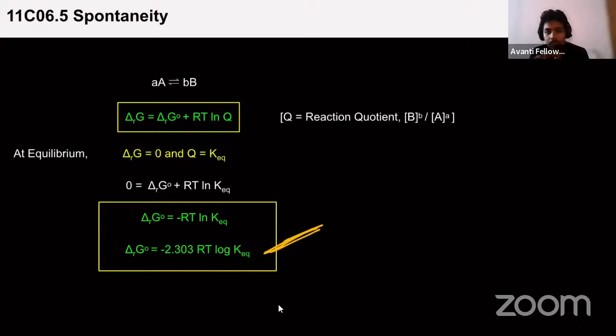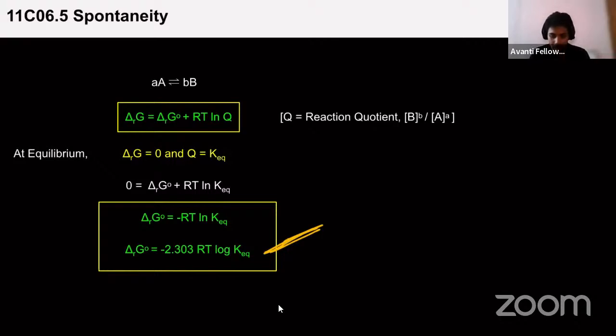The only thing you need to remember here is the first equation, that is delta G is equal to delta G naught plus RT ln Q. This is our main equation. And only at the equilibrium conditions, delta G is equal to 0. So we'll be rewriting this equation in this form, that is delta G naught is equal to minus 2.303 RT log K equilibrium. This is the only thing here.